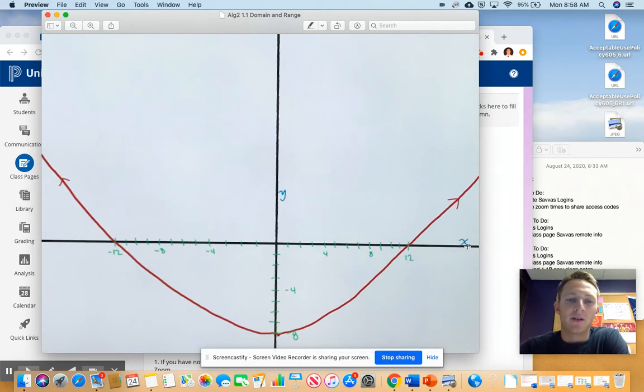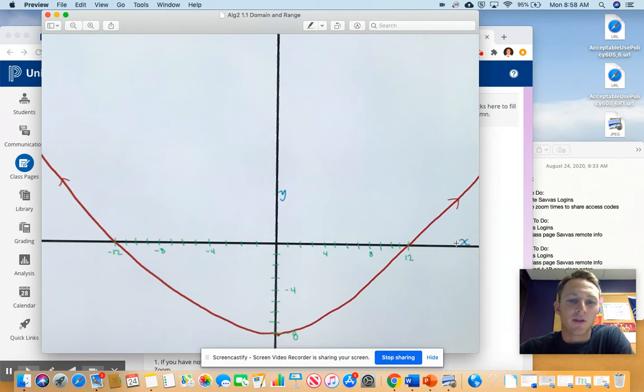And then range would be just the opposite. So we're talking about the y values, the lowest y values to the highest y values. So if we look at this example, this graph, let's try to talk about the domain first. The domain would be how far left does this graph go to how far right.